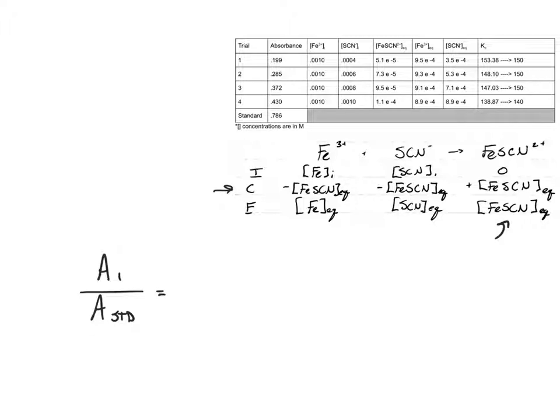So what we're doing is setting up a ratio of absorbance for each trial versus the standard. We can figure out the proportion between A1 and A standard and set that equal to the concentration of the FeSCN at equilibrium for trial 1 over the FeSCN for the standard. The unknown that we're going to solve for is this variable right here. We can call that x right off the bat. That's the number we solve for, and then we plug it into this bottom right-hand corner of the ICE table and use that to calculate the change in our reaction.